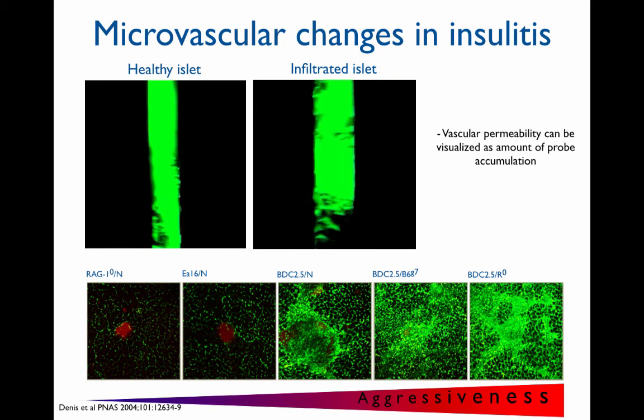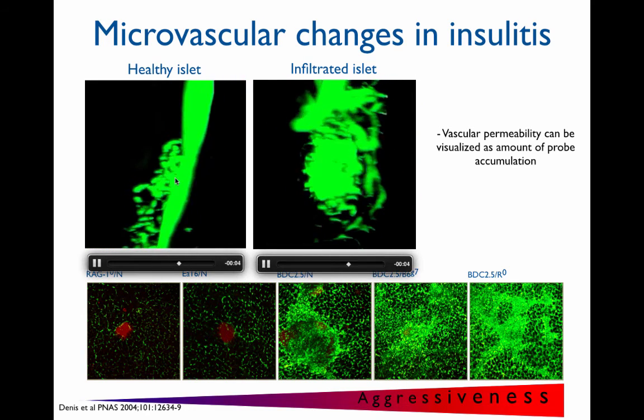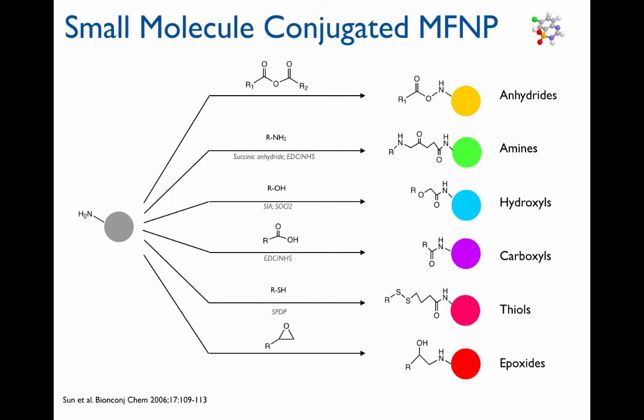We can also look at molecular changes in insulitis. This is just looking at blood vessels, and this is perfusion. And then going into the small molecule conjugated. So these are those little small molecules, the organic or DOS molecules.